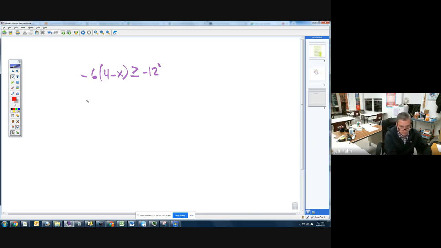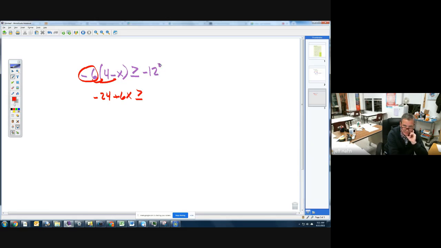Okay, so here we go. Simplifying with the distributive property, take the negative 6 times both of those. I get negative 24. Negative 6 times negative x is a positive 6x, making everybody happy because the x is on this side and positive. Here's where you have to be careful. A lot of people will say that negative 12 squared is positive 144. 12 times 12 is 144.